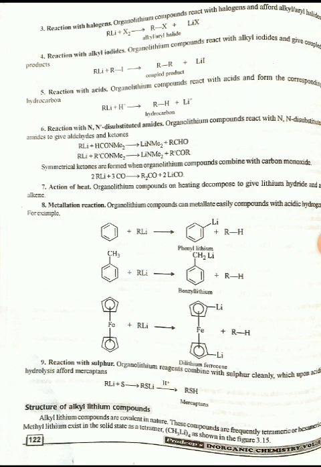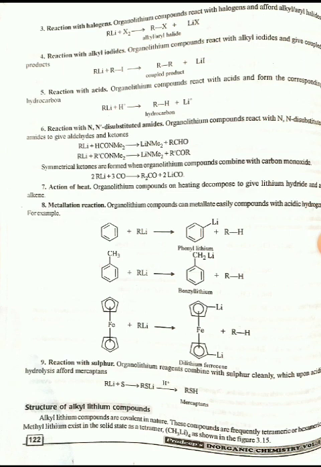Seventh, action of heat. Organolithium compounds on heating decompose to give lithium hydride and an alkene. Eighth, metallation reaction. Organolithium compounds can metallate easily compounds with acidic hydrogen. Ninth, reaction with sulfur. Organolithium reagents combine with sulfur cleanly, which upon acidic hydrolysis afford mercaptans.